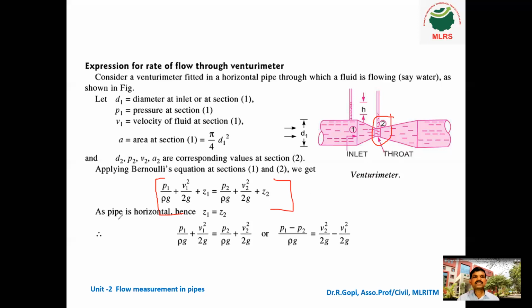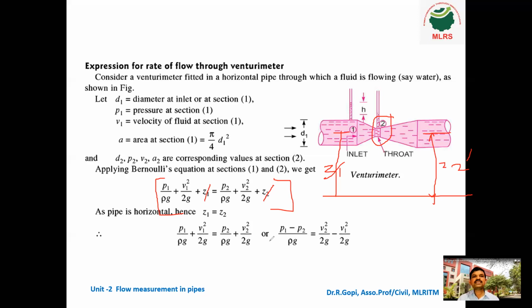As the pipe is horizontal, consider this as the datum line. From the datum line, both sections are at the same height, so this is Z1 and this is Z2. Now write the equation. Both sections have the same Z1 and Z2, so they get cancelled.